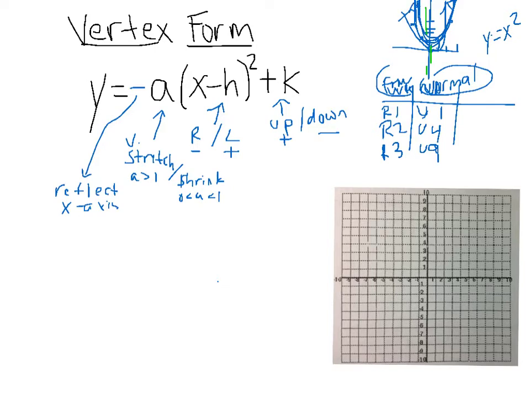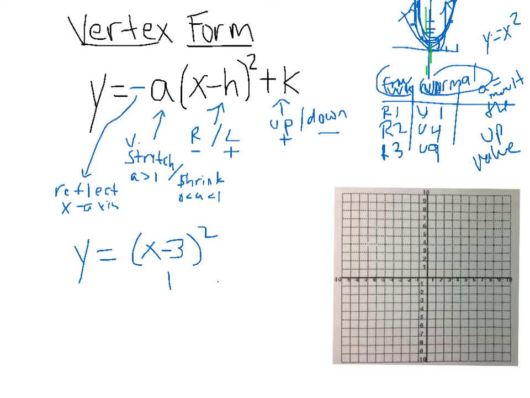If you have an a value, so if your a is equal to anything other than 1, then you would multiply the up value. So if we do a little example down over here, if we have y is equal to x minus 3 squared, we're going to go ahead and graph that.